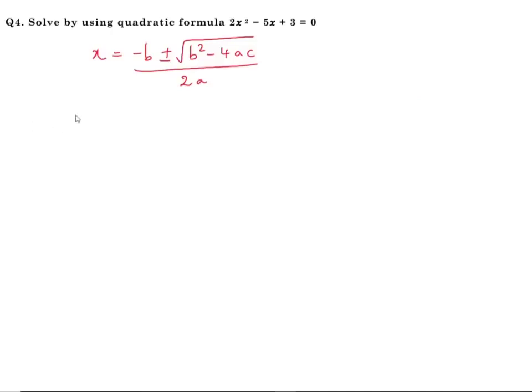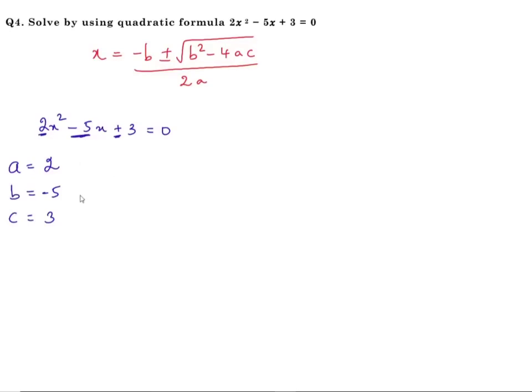Now students, what is the given quadratic equation? 2x square minus 5x plus 3 equals 0. We should find the coefficients a, b and c. What is the value of a? A is 2, the coefficient of x square. B value is minus 5. C value is 3. When you are writing the coefficients, you should consider the sign also and check whether it is in standard form. A equals 2, b equals minus 5, c equals 3.